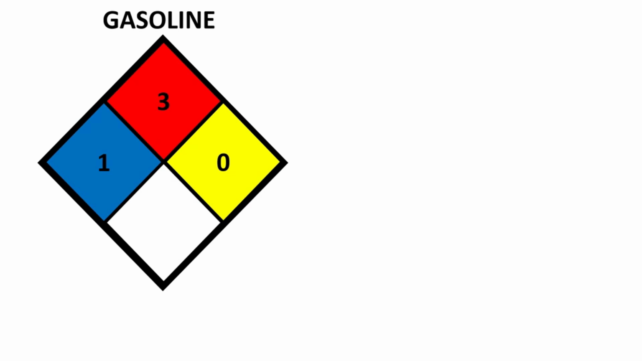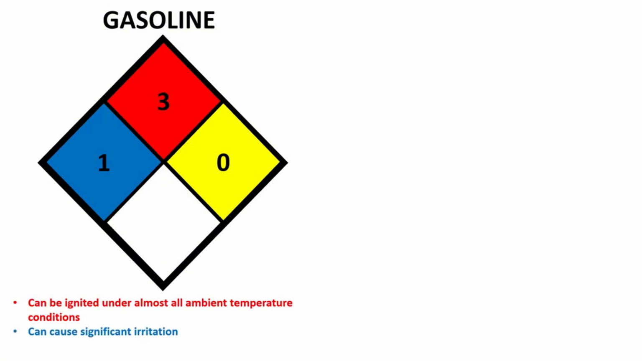And so we have these indications because gasoline, right, can be ignited under almost all ambient temperature conditions. The 1 for the slight health hazard indicates that gasoline can cause significant irritation, and the 0 indicates that we have a normally stable material even under fire conditions. So that would be the NFPA diamond for gasoline.